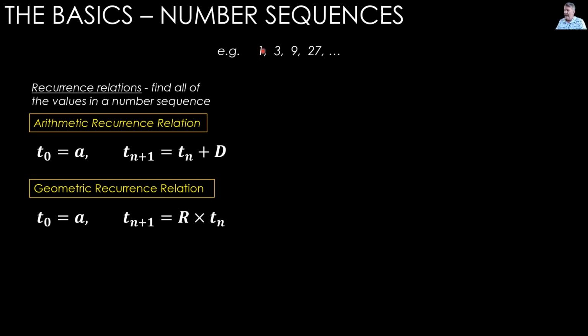Have a look at this one up here. How do we get from 1 to 3? Plus 2, so it's not arithmetic. 1 times 3 is 3, times 3 is 9, times 3 is 27. So it is a geometric recurrence relation, which applies to that sequence.